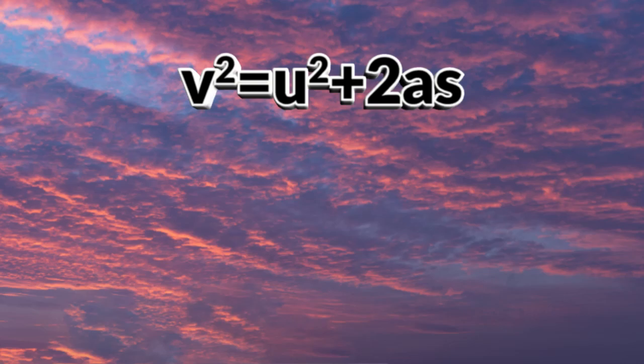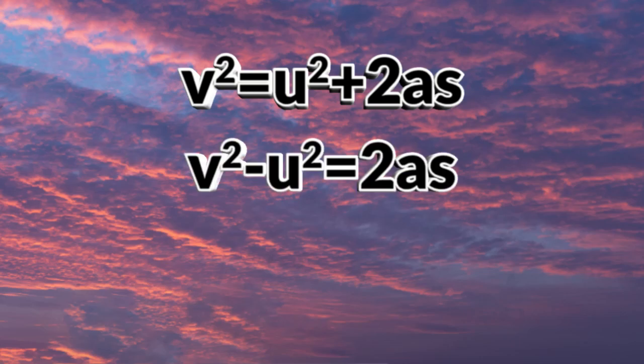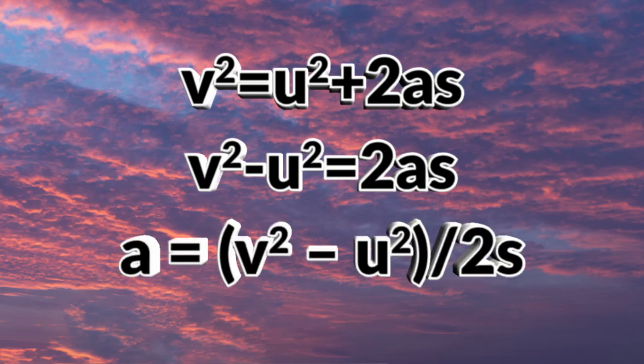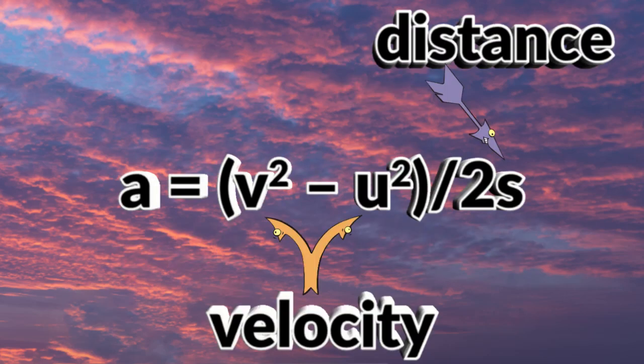First, there has to be some rearranging. We need to subtract u squared from both sides to get v squared minus u squared equals 2 times a times s. Then we divide both sides by 2s and reverse the equation to get a equals the quantity v squared minus u squared divided by 2 times s. We now calculate acceleration using velocity and distance.